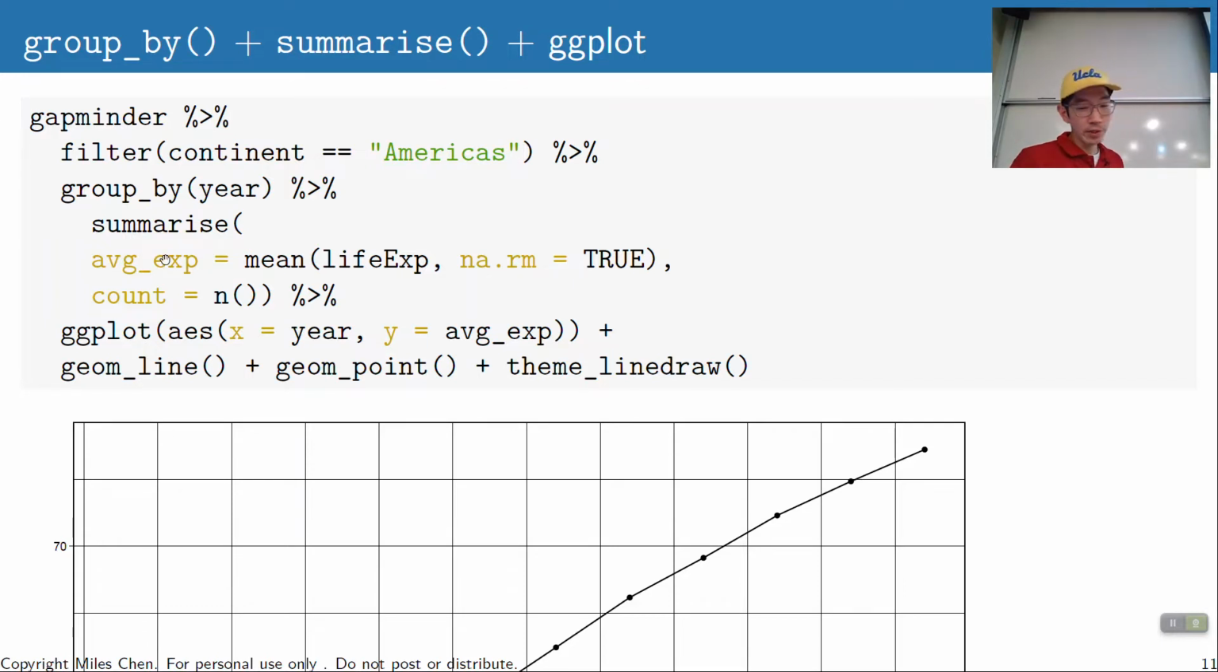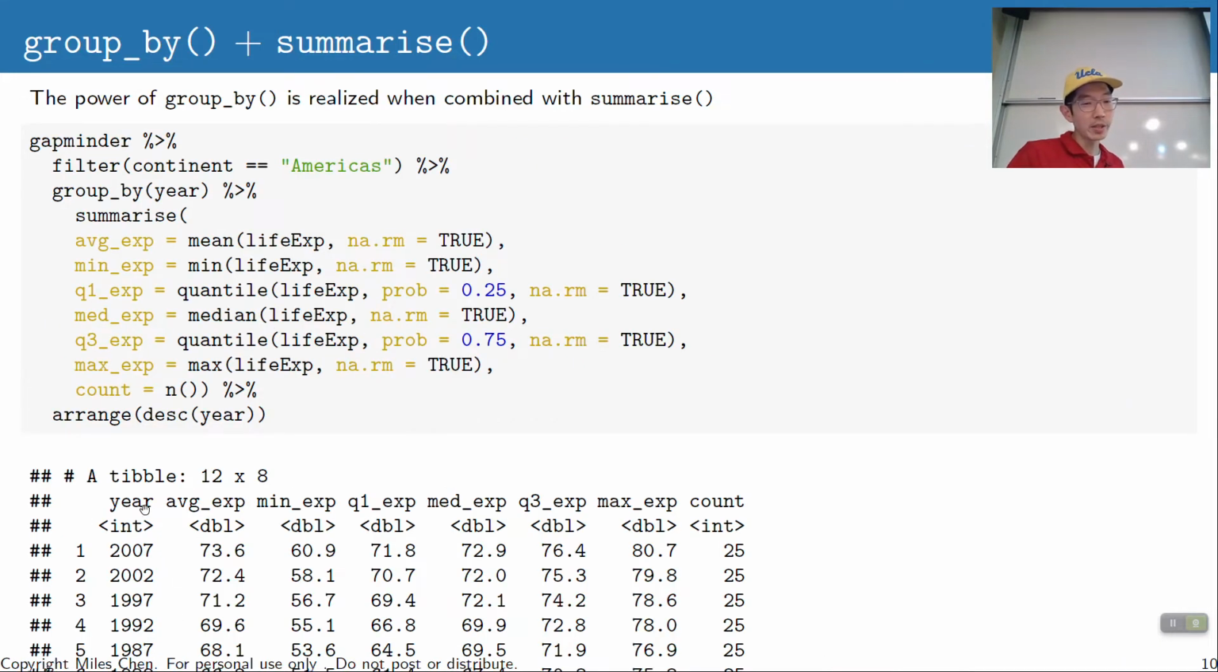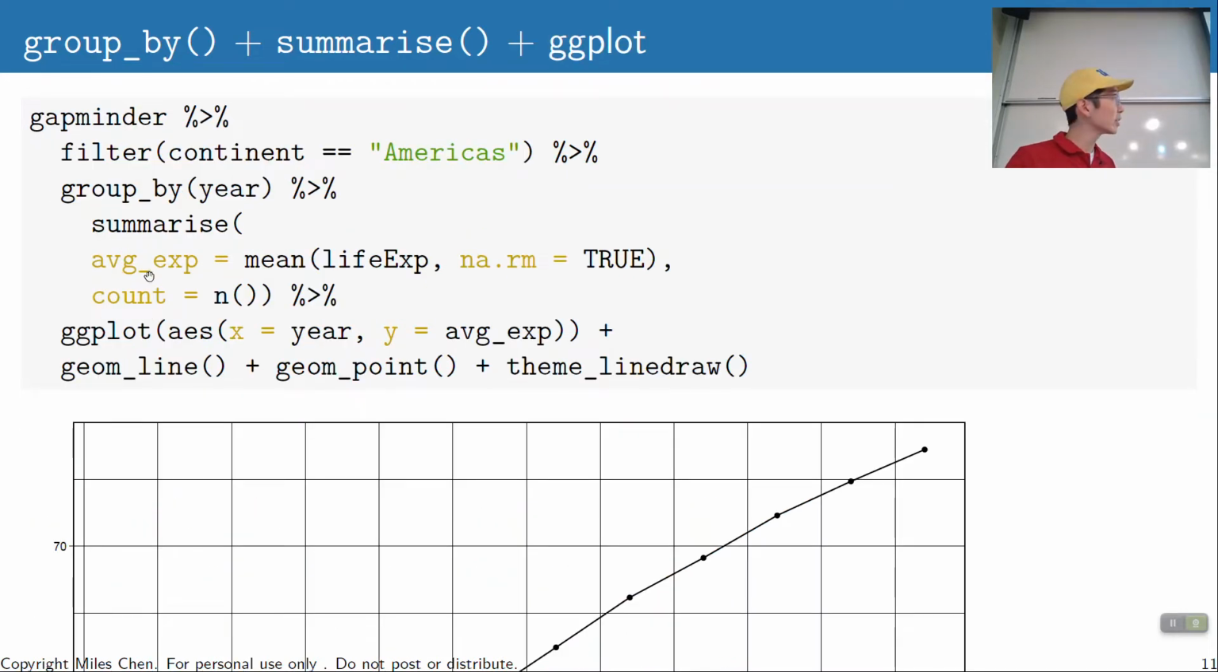So if I stopped here and printed out what I would have, it would be this table, but with just 3 columns. I would have the year column, because I'm grouping by the year, and I would have the average expectancy column. I wouldn't have any of these minimum, Q1, median, Q3, max. So I would only have 3 columns: the count, the average, and the year, based on this command where I'm doing summary, average expectancy, and count.